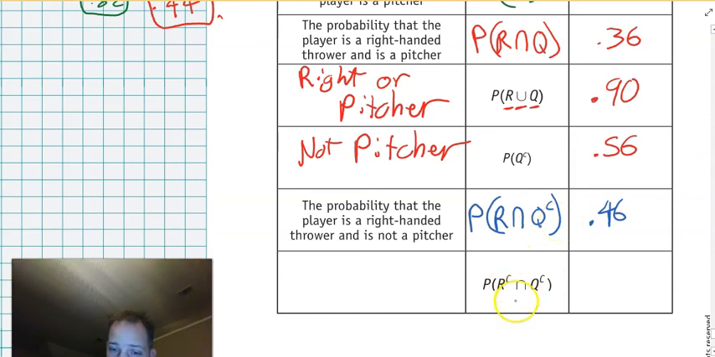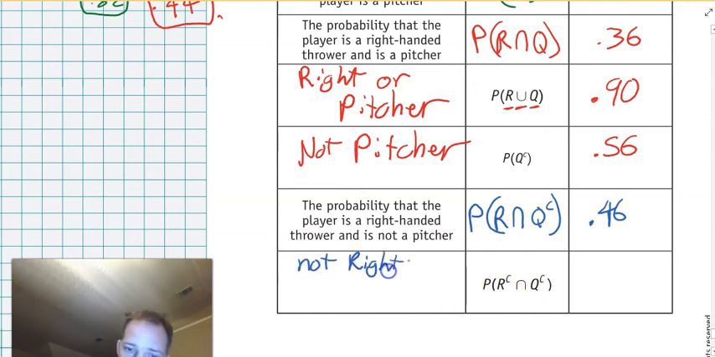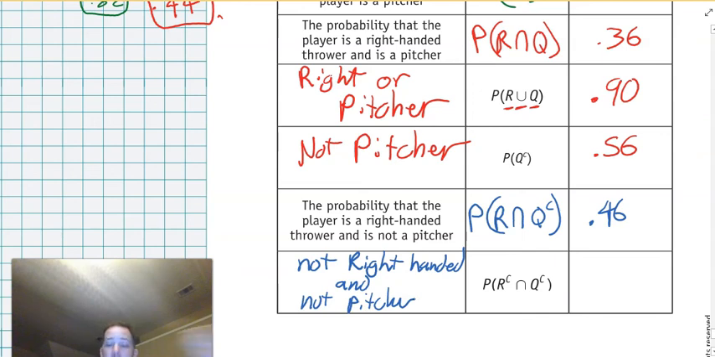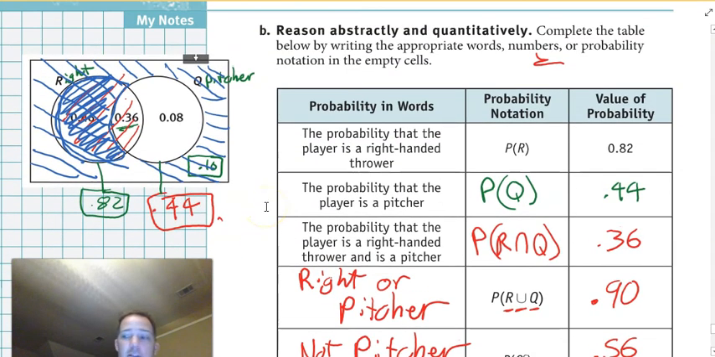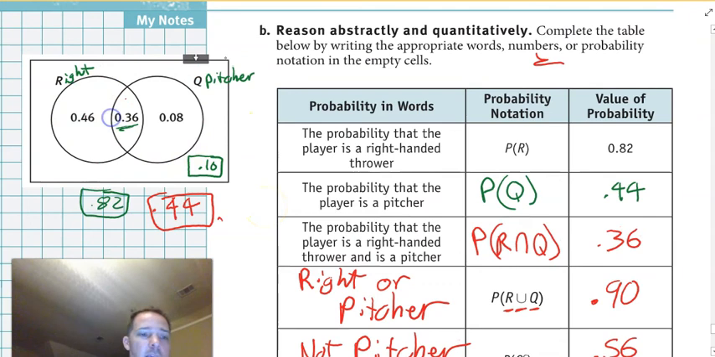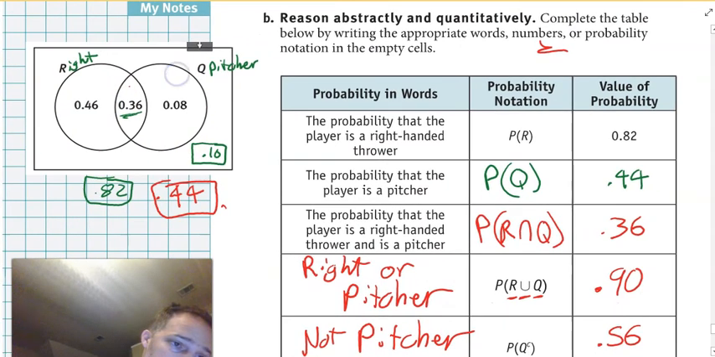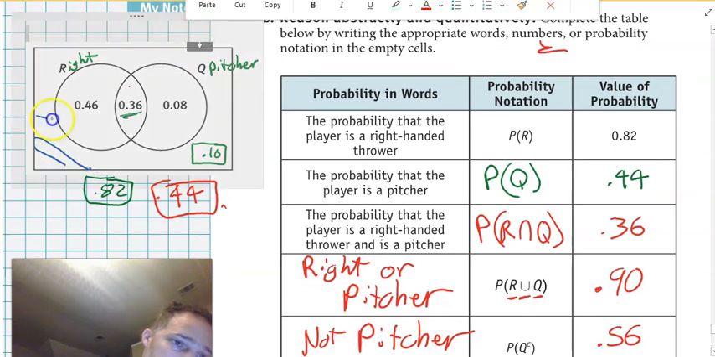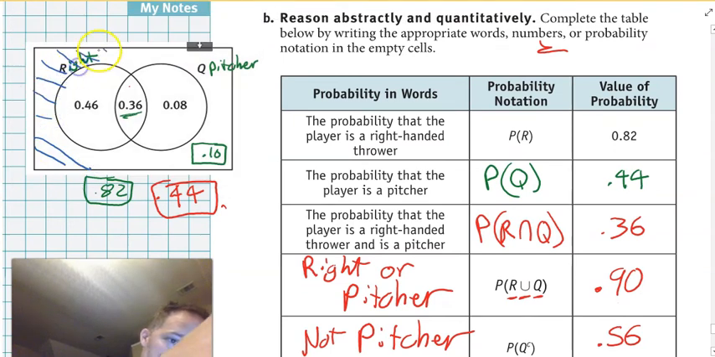All right, this one is interesting. So let's read this piece by piece. Not right-handed and, the intersection is and, not a pitcher. So we need the intersection of not right-handed and not a pitcher. So let's go back up here to this. And we need the intersection of not right-handed. So I'm going to go ahead and start shading. Not right-handed is all of these blue lines on here.